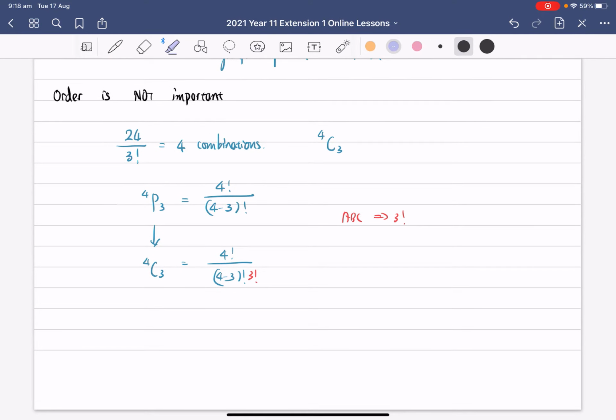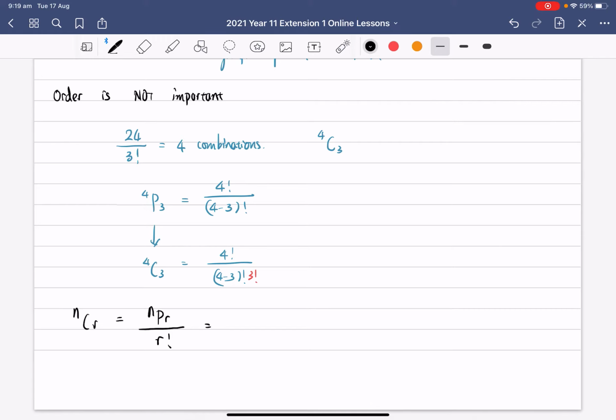So therefore, there is a formula for 4C3, or rather a formula for NCR. The actual formula is this. NCR is equal to NPR, the ways of rearranging, and then you simply divide it by R factorial, because if you're choosing 3 elements, within those 3 elements you don't need to rearrange. If you choose 5 elements out of 10, within those 5 elements, you don't need to rearrange. So NCR is equal to NPR over R factorial.